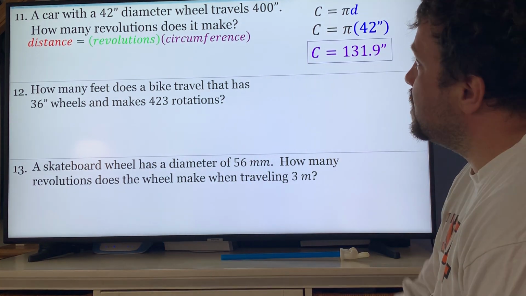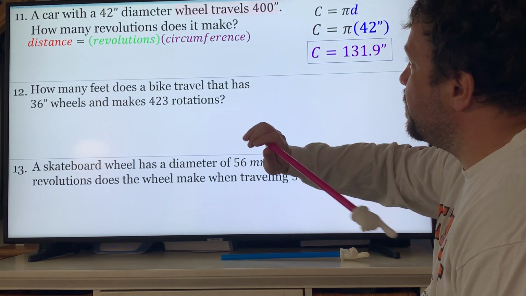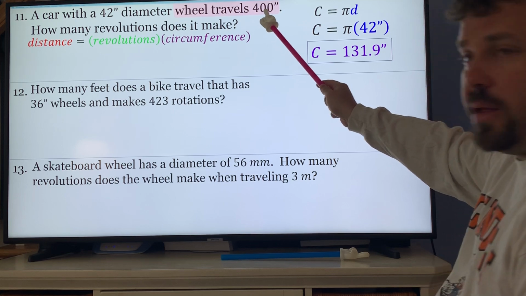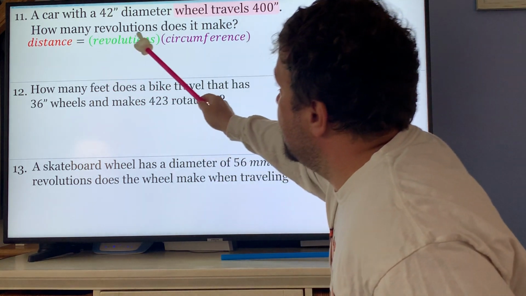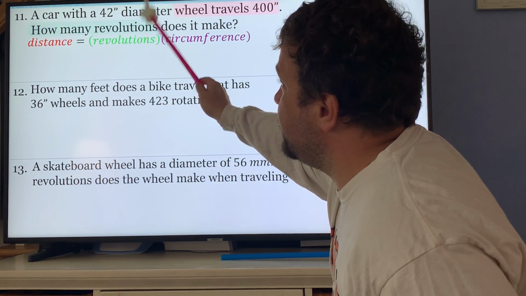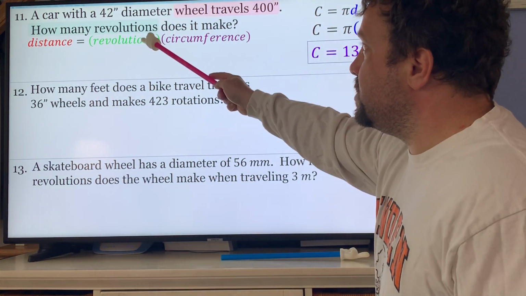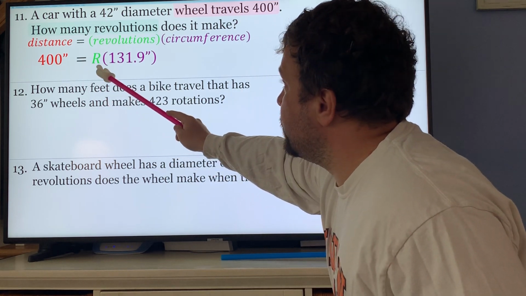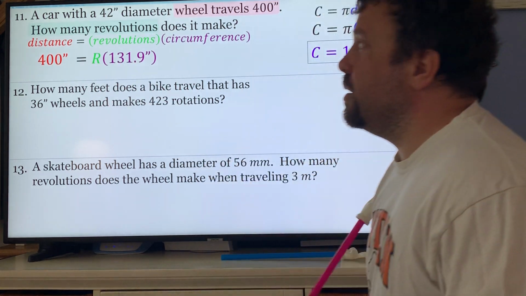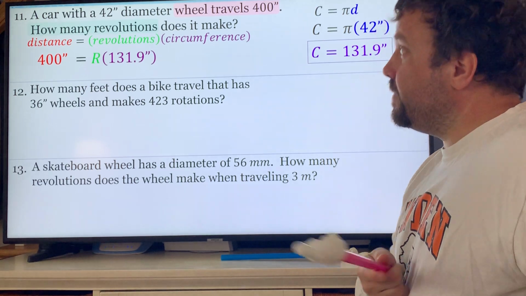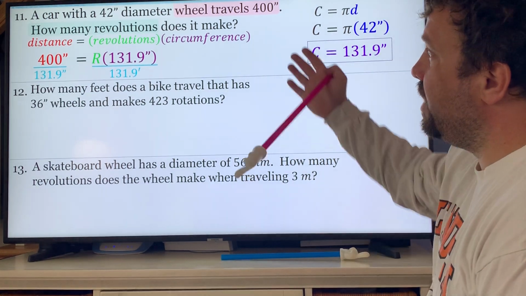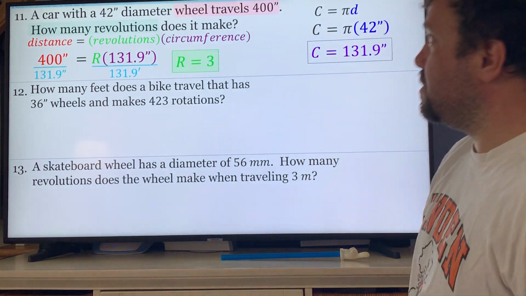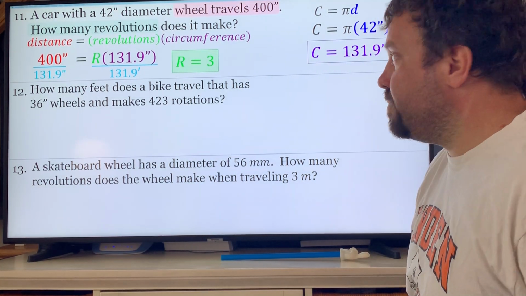So let's look. What are we given here? Break down the problem. Wheel travels 400 inches. That's the what? The distance. How many revolutions does it make? How many means we don't know the number of revolutions. And we already have our circumference. So 400 equals revolutions times 131.9. What do we do to solve for r? Divide by 131.9. And voila, you have about 3 revolutions. Huh, that's not many, but it's right.